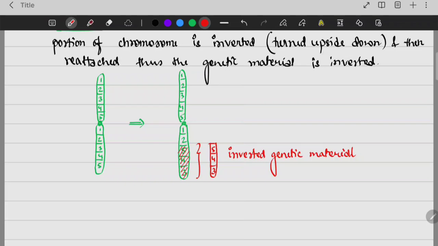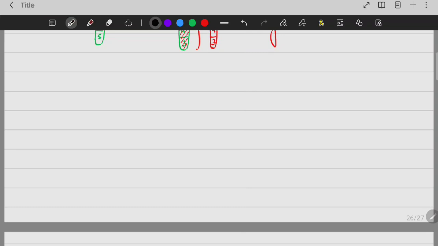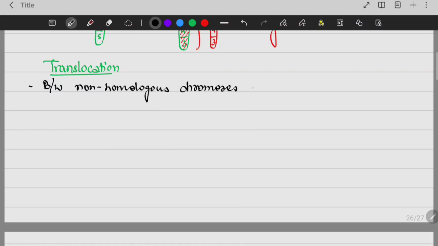And finally the translocation. What is translocation? Translocation is basically rearrangement of different parts of a chromosome with non-homologous chromosomes. So translocation means that between non-homologous chromosomes there is an exchange of genetic materials.